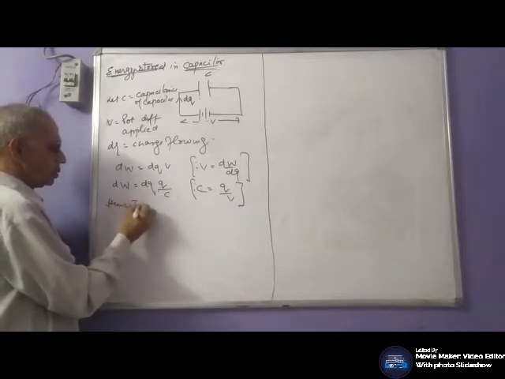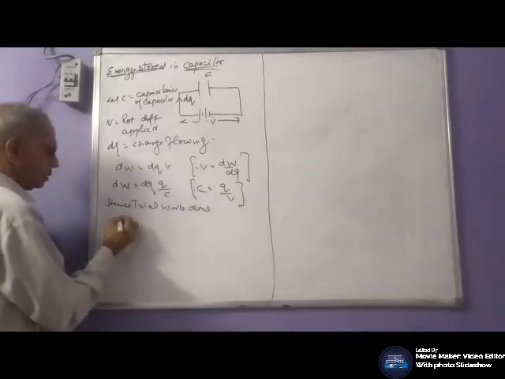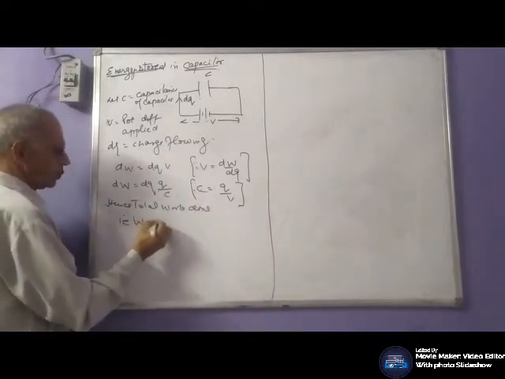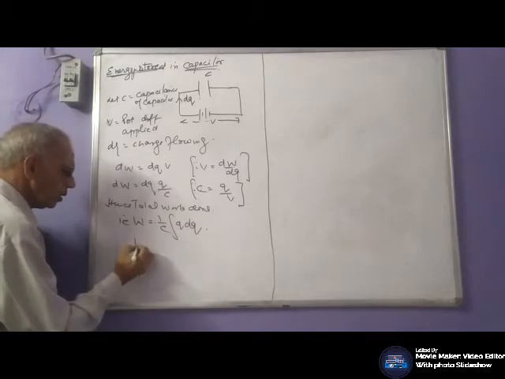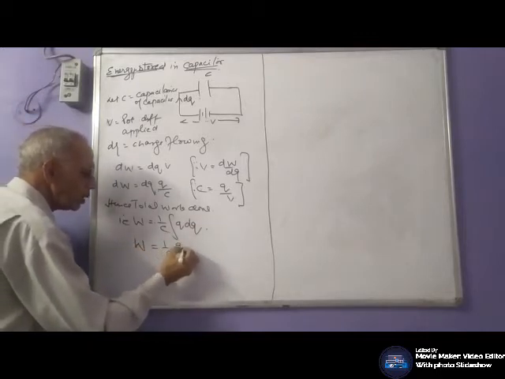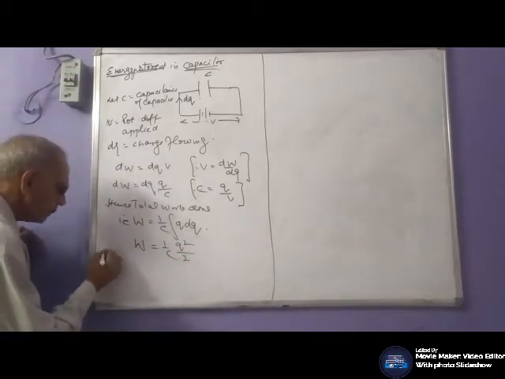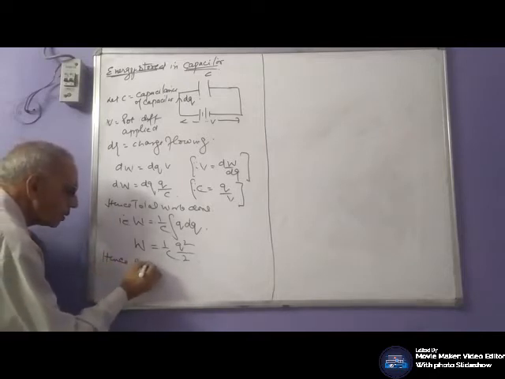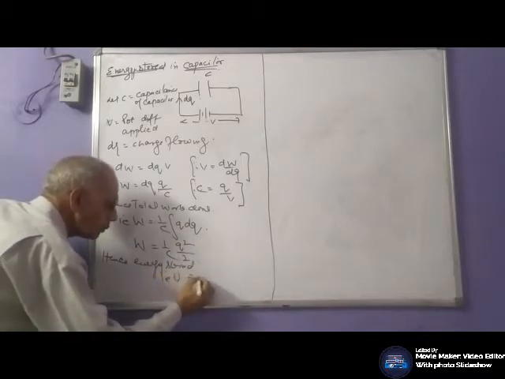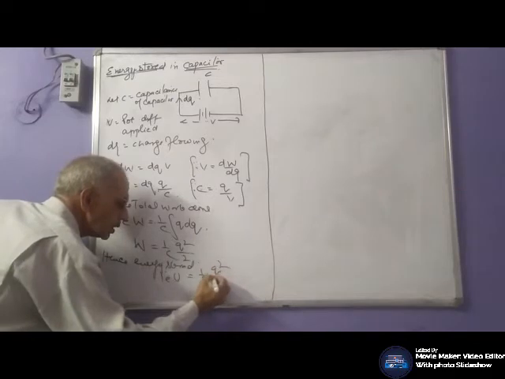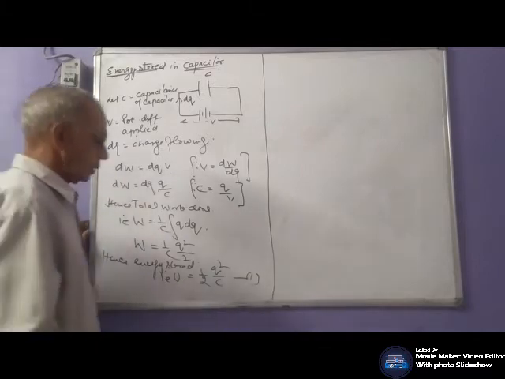Hence, total work done W, integrate. C is constant, so the integral of Q dQ: add 1 to the power and divide by the same power. This is integration. Hence, the energy stored, that is U, is half Q square by C. This is the energy stored.